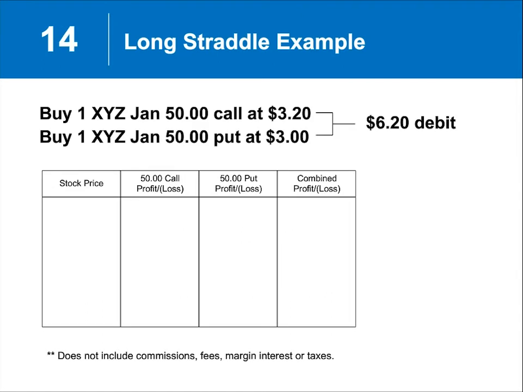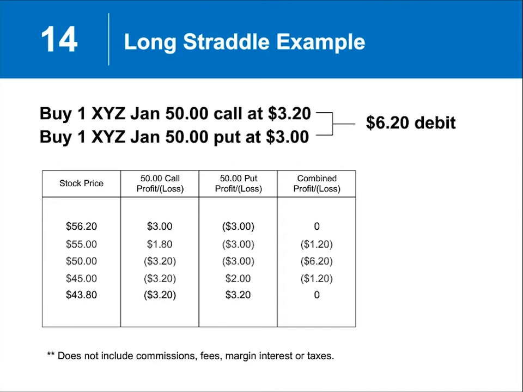All right, so we're going to fill in the table here, and I'm going to fill in a couple of prices as we go. Now, we have two break-evens here because we have a call and a put. If you look at the table, the lines I just filled in, with the stock at 56.20, we're even. We're making $3 on the call. We're losing $3 on the put. We're even. With the stock at 43.80, we're losing $3.20 on the call. We're making $3.20 on the put. We're even.